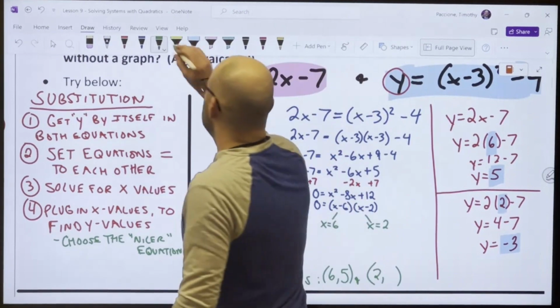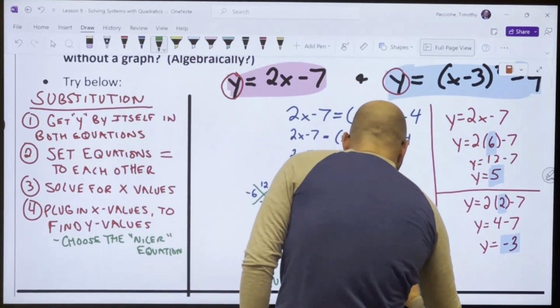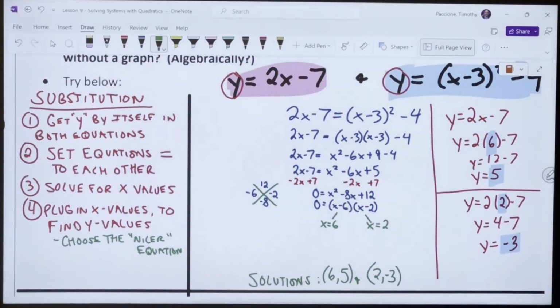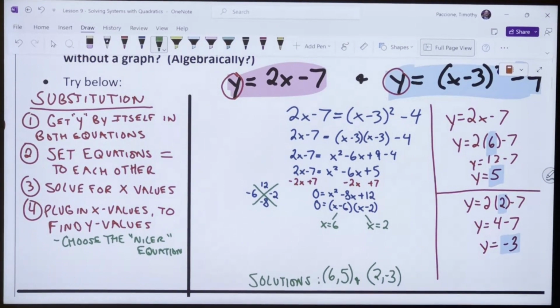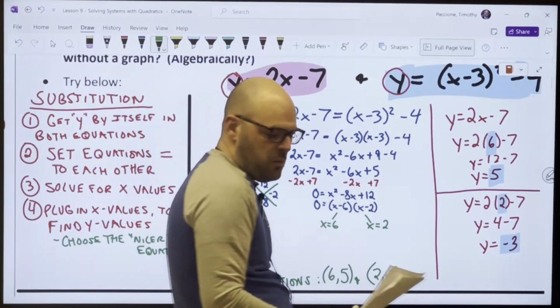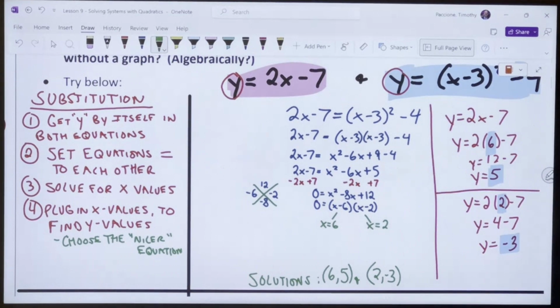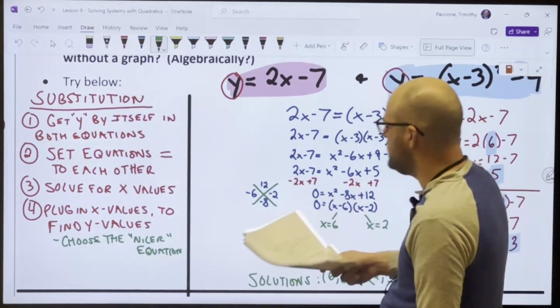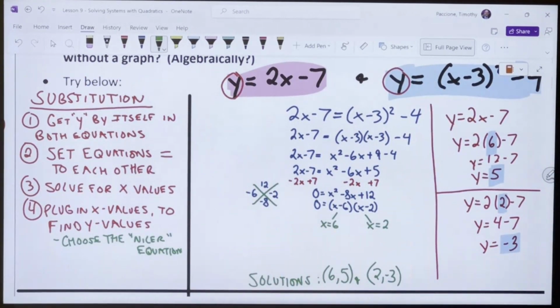And take a look at our graph. Tell me if we did well there. Did the solutions match what we found when we graphed this thing? Yeah, exactly, right? These are the x and y values that make this true, right? We use systems of equation substitution to find them.